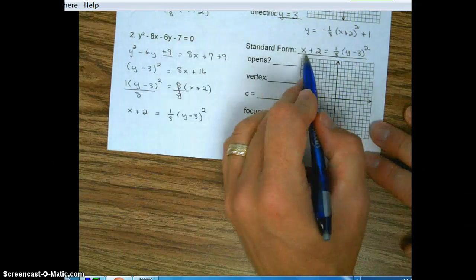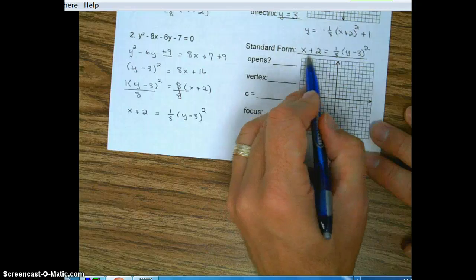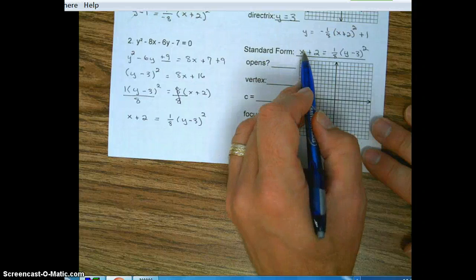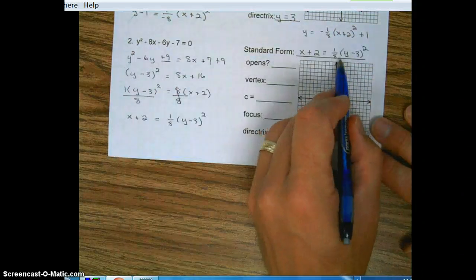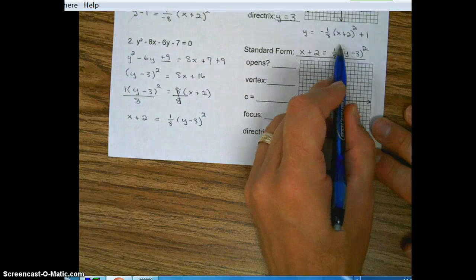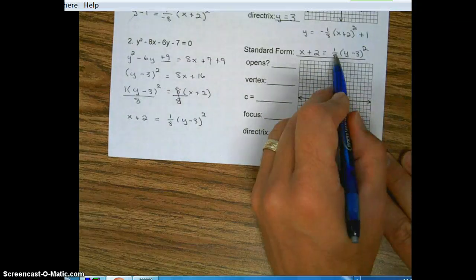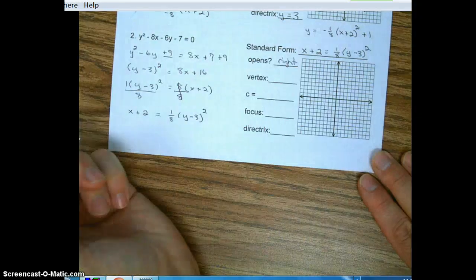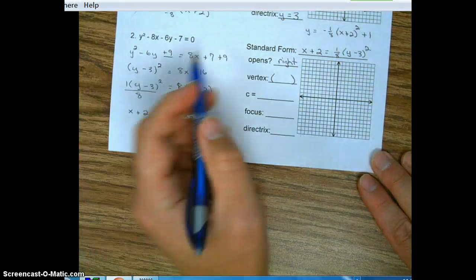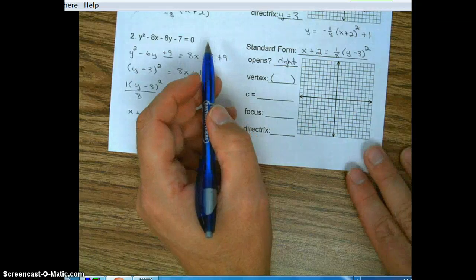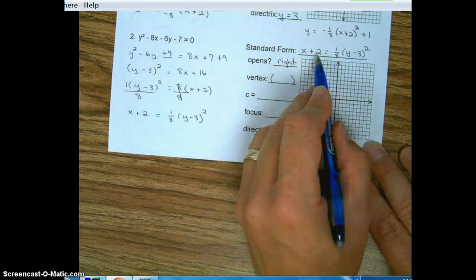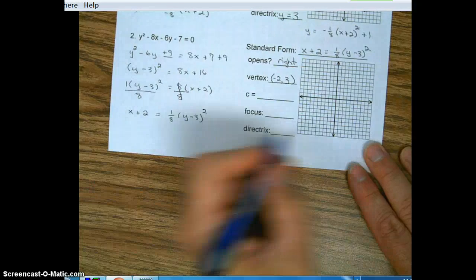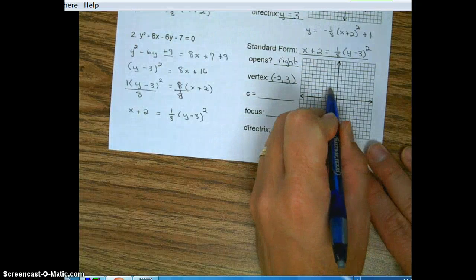Okay, so remember what I said. If it starts off with the x plus 2, the x tells us it's going to be opening up either to the left or to the right. In this case, because the a value here is positive, it's going to be opening to the right. If it's positive, it's going to go to the right. The vertex is going to be h comma k, so it's going to be negative 2, comma 3.